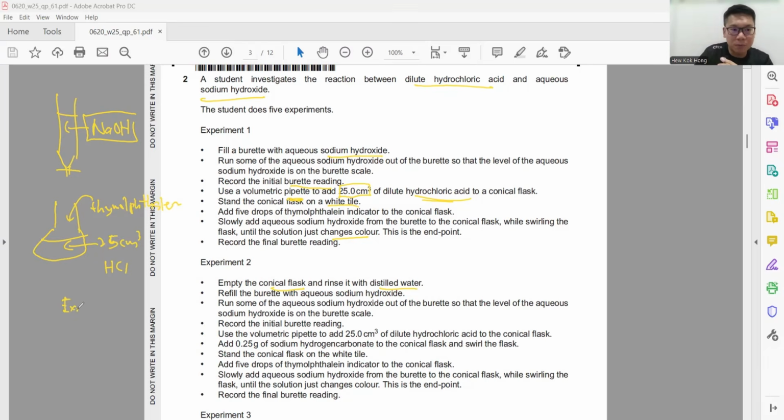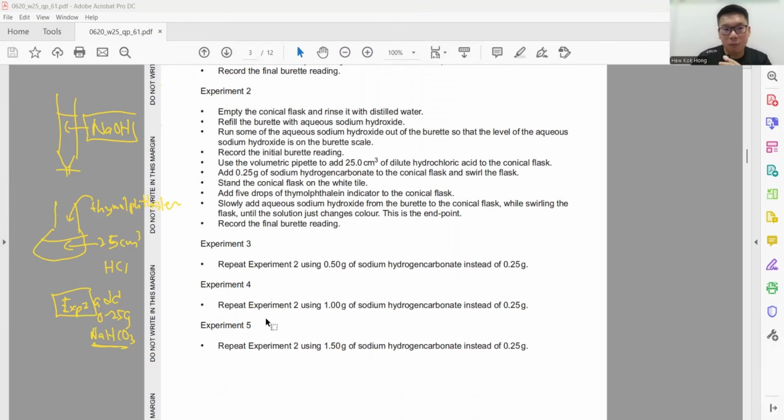For experiment 2, everything is the same, just that they add 0.25 gram of sodium hydrogen carbonate. We know sodium hydrogen carbonate can react with acid. So they want to reduce the acid inside the conical flask by adding this in experiment 2. And then stand the conical flask on a white towel again, add thymolphthalein again, slowly add NaOH again, swirl until it changes color again, endpoint, then record the final reading of the burette. Then they have experiments 3, 4, 5.